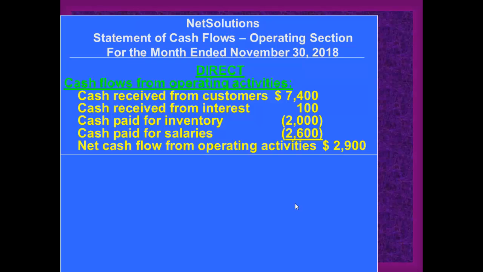Cash paid for inventory. Do you get what that means? Negative number means what? Cash is going out. Cash paid for salaries. Does that make sense? Negative number, cash is going out. So overall, we have a positive 2,900, which means that more cash has come in than gone out in total. But does that make sense to you?